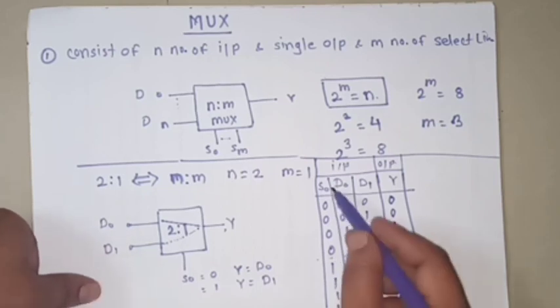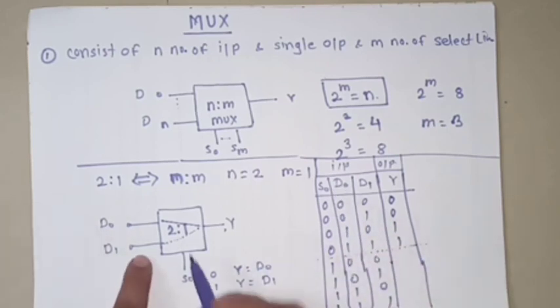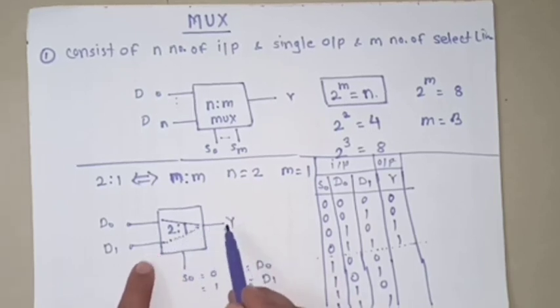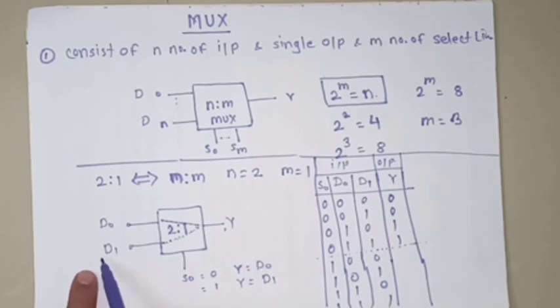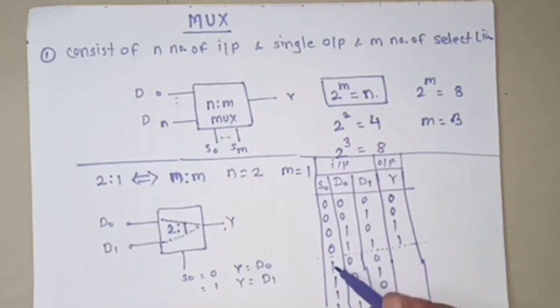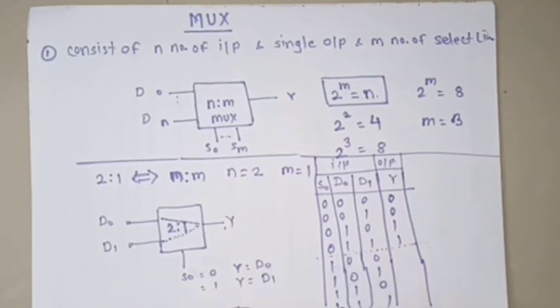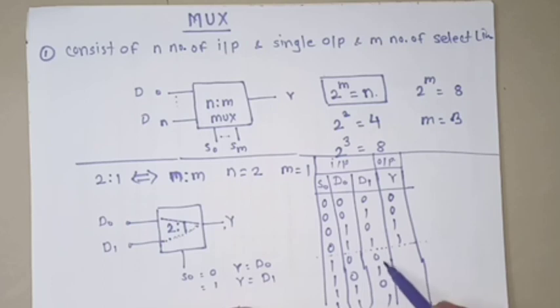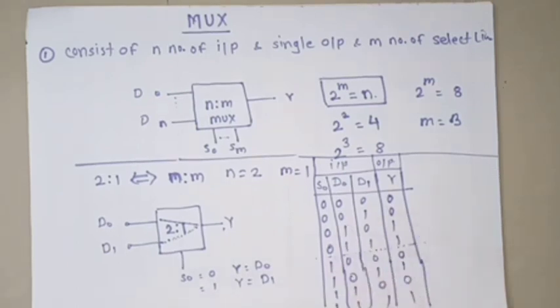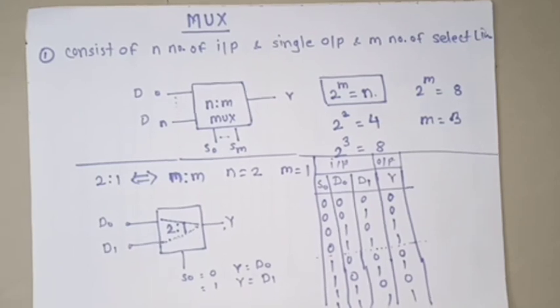When S0 is 1, at that time D1 is connected to Y. Whatever the value of D1, that will appear at the output Y. So for S0 equal to 1, for these four combinations, whatever the value of D1 will appear at the output. So the values of D1 are 0 1 0 1. In this way we draw the truth table for this 2:1 multiplexer.